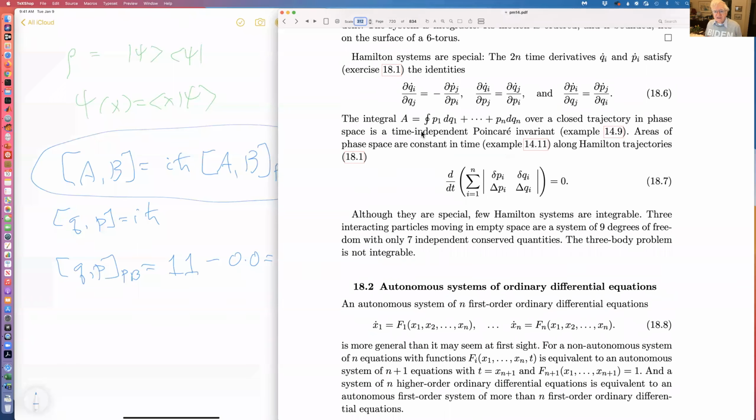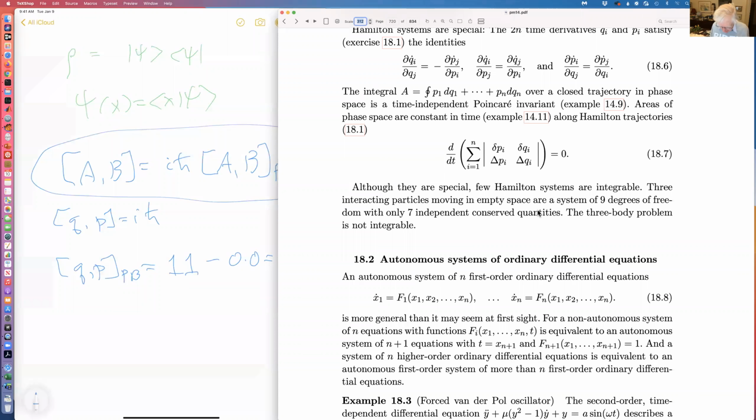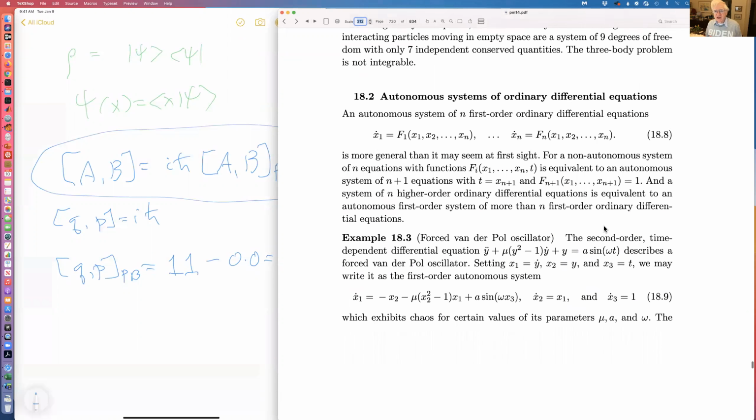For example, 3 interacting particles moving in empty space, and you might say, well, that's pretty simple. Well, it's a system of 9 degrees of freedom with only 7 independent conserved quantities, and it's called the 3-body problem, and it's not integrable. I have not studied it. Many years ago, I talked with a physicist whose specialty was the 3-body problem, but I did not follow him into that field.